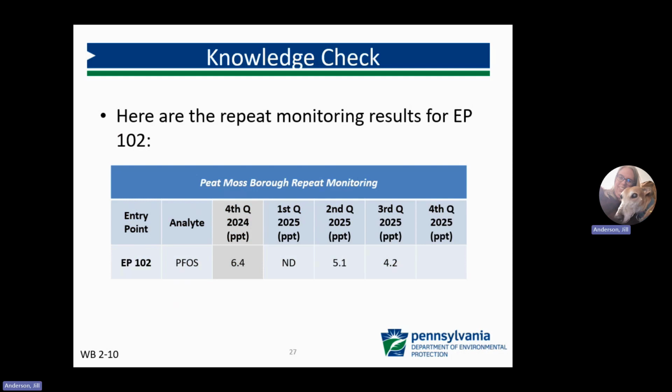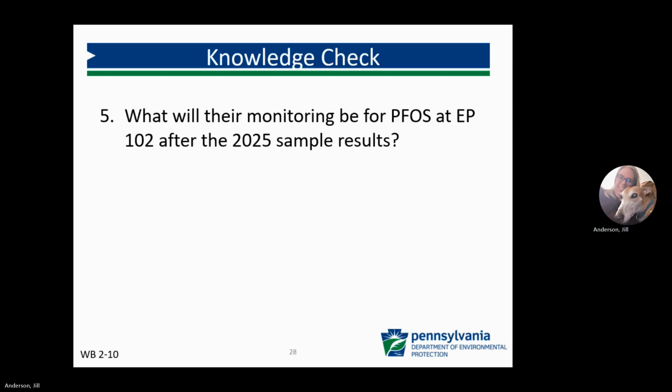So now let's look at repeat quarterly monitoring results for PFAS at entry point 102. Since the detection was in the 4th quarter of initial monitoring, shown here in gray shading, they need at least 3 more quarters of monitoring. The sample results yield a non-detect in the 1st quarter of 2025 and 5.1 parts per trillion and 4.2 parts per trillion in the 2nd and 3rd quarters, respectively. So question 5 is, with their repeat quarterly monitoring having been completed at entry point 102, what will their monitoring be for PFAS at entry point 102 after these 2025 sample results?